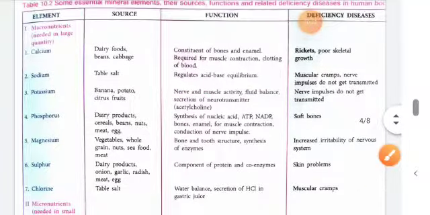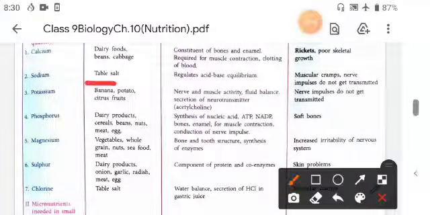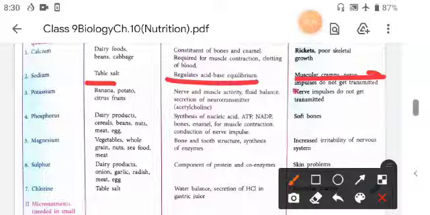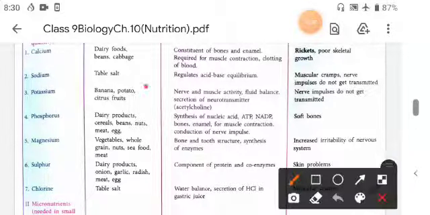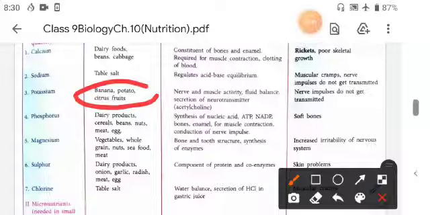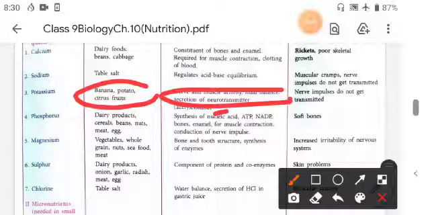And sodium, the source of sodium is table salt. It regulates acid base equilibrium. In absence of sodium, muscular cramps occur and nerve impulses don't get transmitted. Now potassium is found in banana, potatoes and citrus fruits. Nerve and muscle activity, fluid balance, secretion of neurotransmitter, this is the function of potassium. Nerve impulses don't get transmitted in absence of potassium.